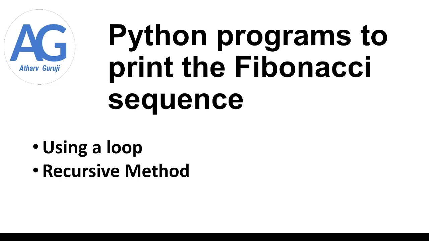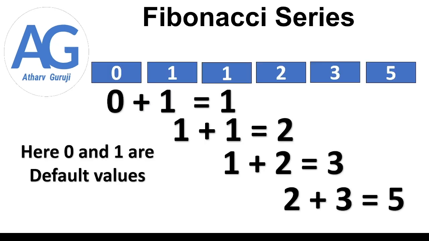So let's get started. First we will understand what is the Fibonacci sequence or series. See this, we have one series here: 0, 1, 1, 2, 3, 5. So 0 and 1, these first two values are the default values here, and after that you will see how we will generate the third value: first value plus second value equal to third value.